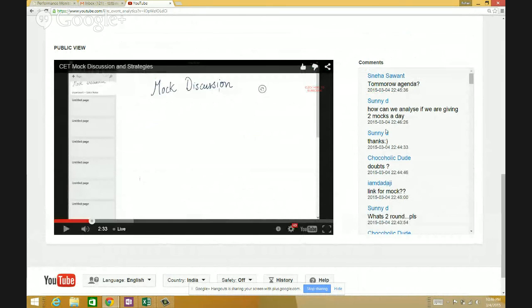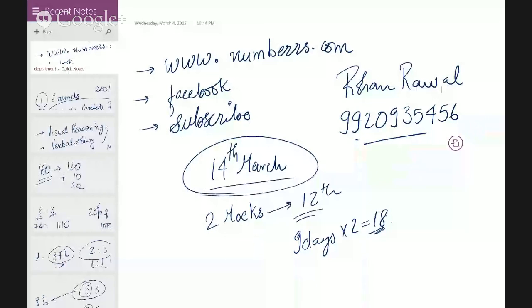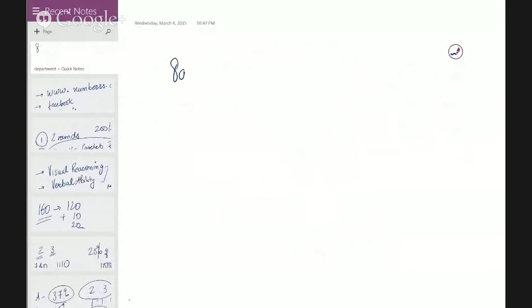How can we analyze if we're giving two mocks a day? You can, because analysis takes 3 hours and mock writing takes 2.5. So you're supposed to study for 16 hours a day if you write at home and are doing nothing. I mentioned it specifically: only if you're doing nothing, do that. Precisely, I'd set a timetable like this. Let's say 8 a.m. you wake up. I'm not going to give you the brushing, breakfast and going for a walk part.